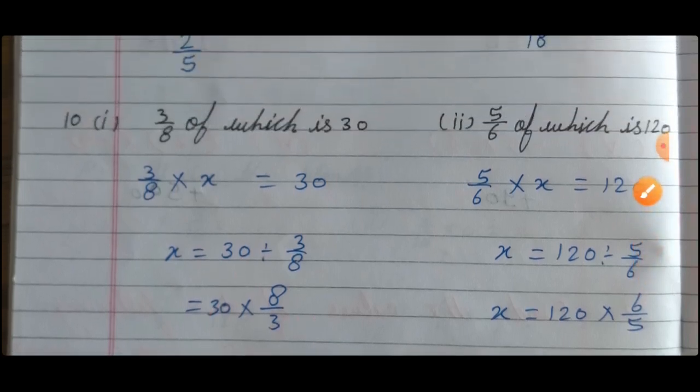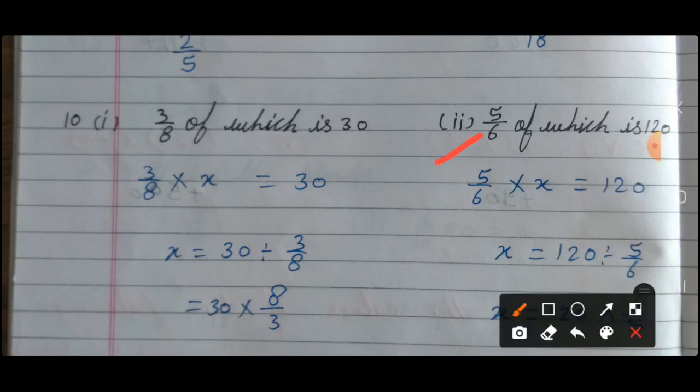Next is the second part. 5 upon 6 of which is 120. Let the required number be x. 5 upon 6 of x is equal to 120. 5 upon 6 multiplied by x, equal to 120. Now we will take this fraction to the other side with the 120. Then it will come in division. Yes, x is equal to 120 divided by 5 upon 6.